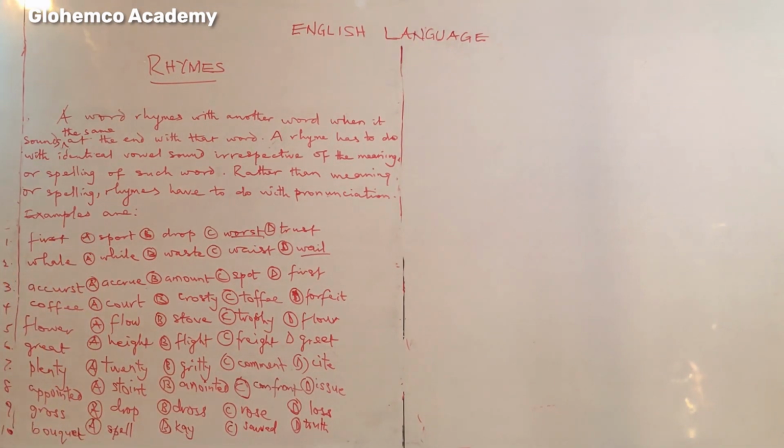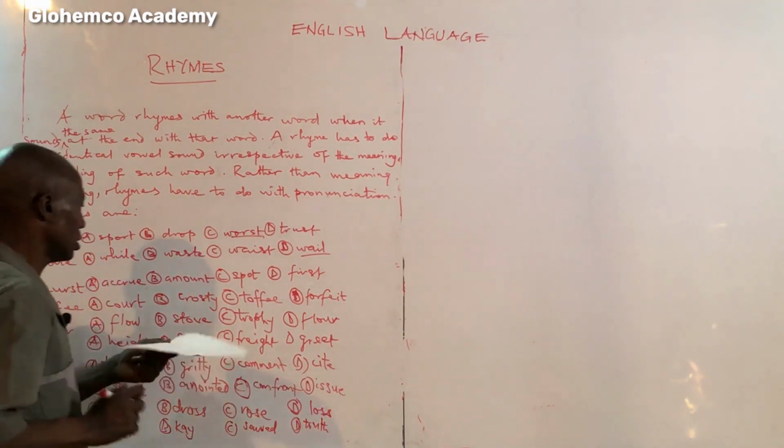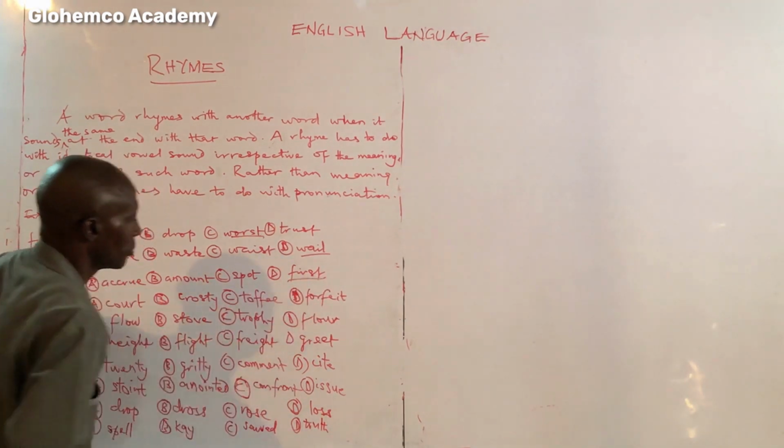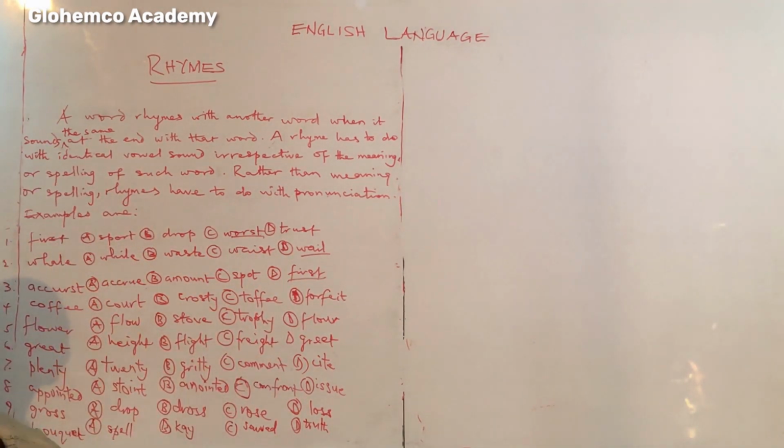Then accursed. We have accursed. Then here you have accrue. Here you have amount. Here you have spot. And there we have first here. This one rhymes with it. Accursed, then first.